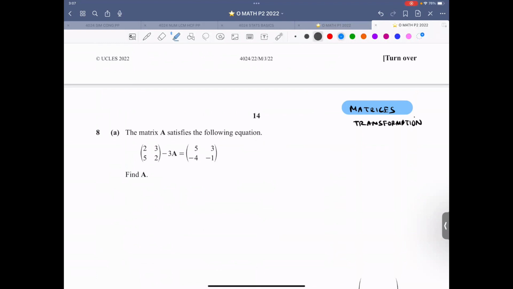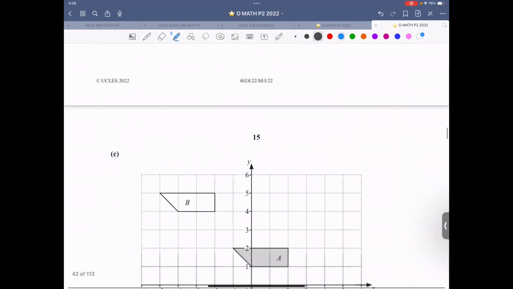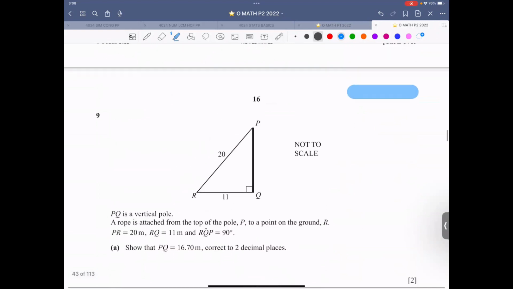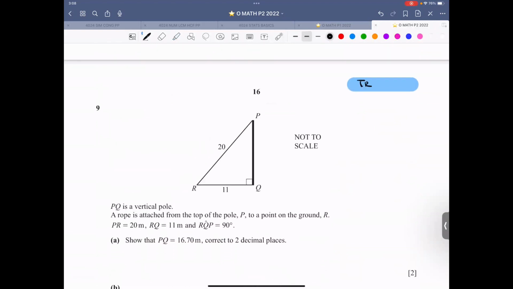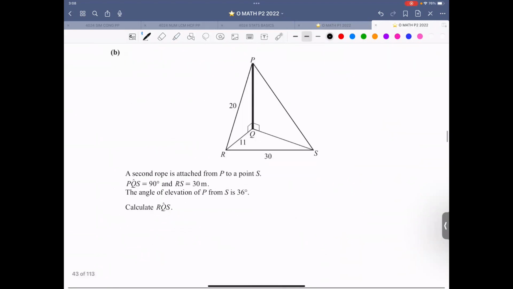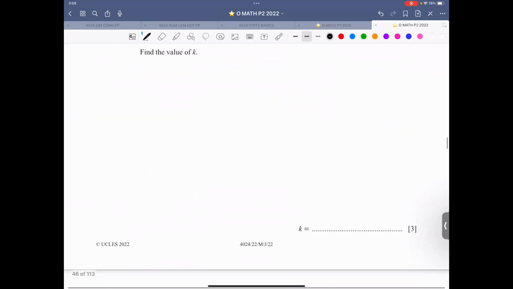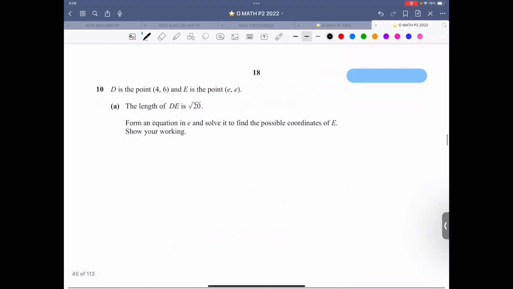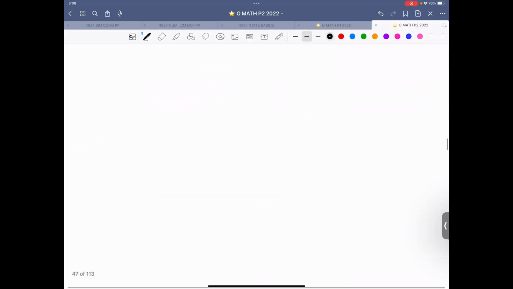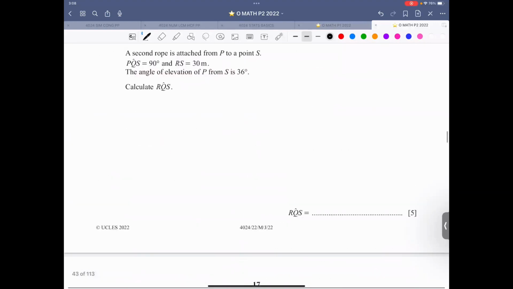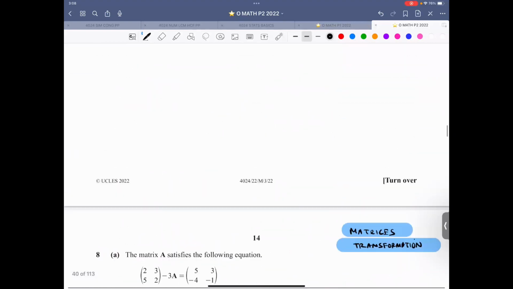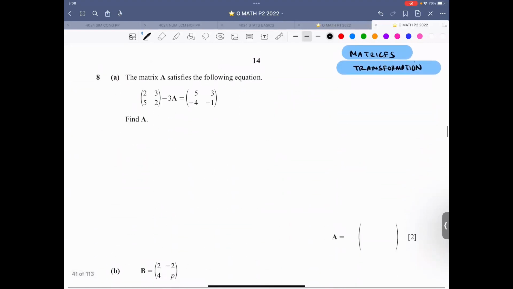So let me just label this thing. Then there is trigonometry. And last, I think it is coordinate geometry. And let's see if there's only 3 more questions. So let's see how much time we take for this with all the narration and explanation and everything.